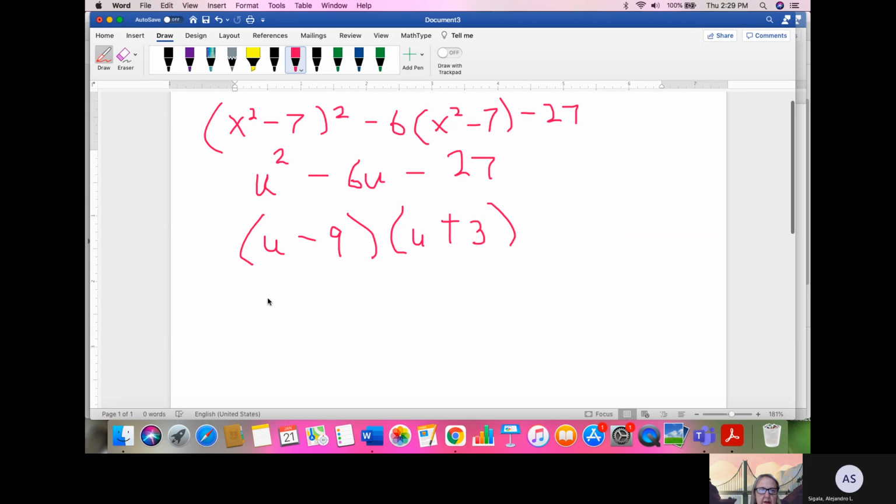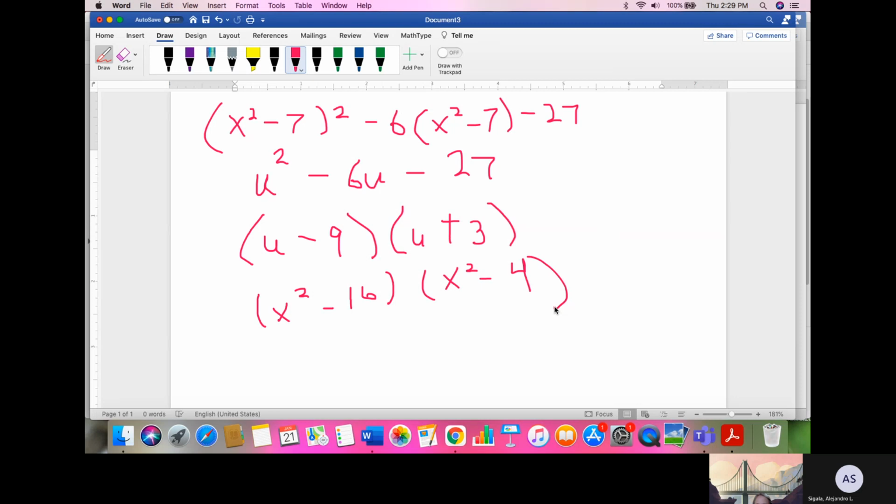So then you got x squared minus 7 minus 9. Minus 7 minus 9 is minus 16. Yes, this is the difference of two squares. And then this one is x squared minus 7 plus 3, which is minus 4. These are the difference of two squares, so you just have to factor them using the difference of two squares formula.